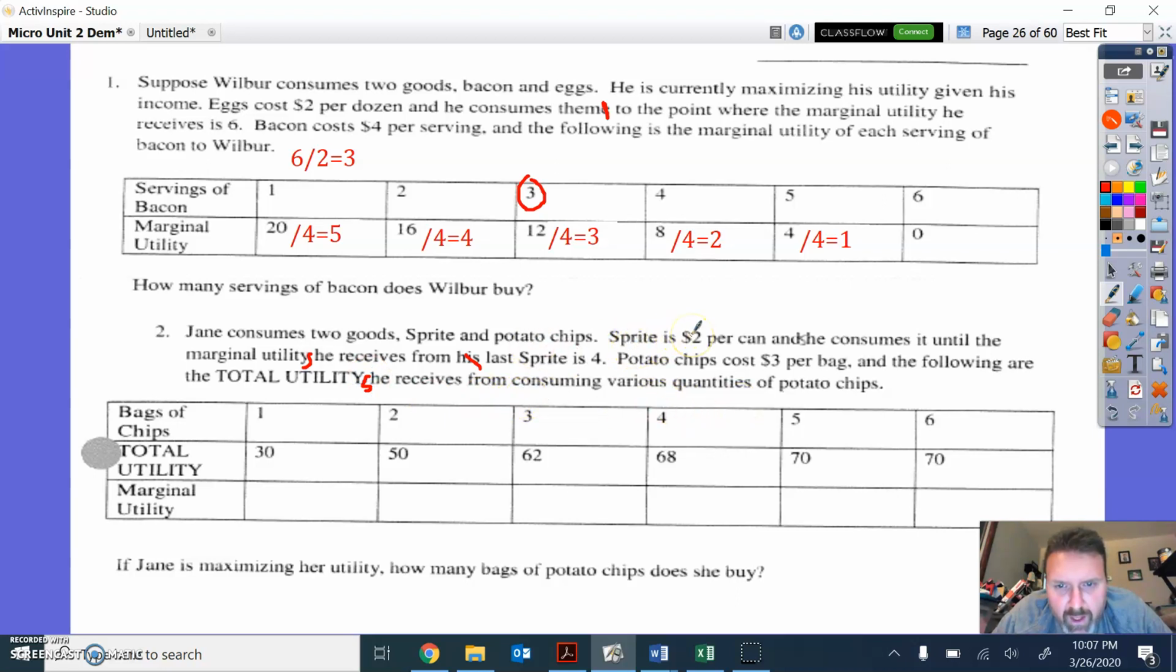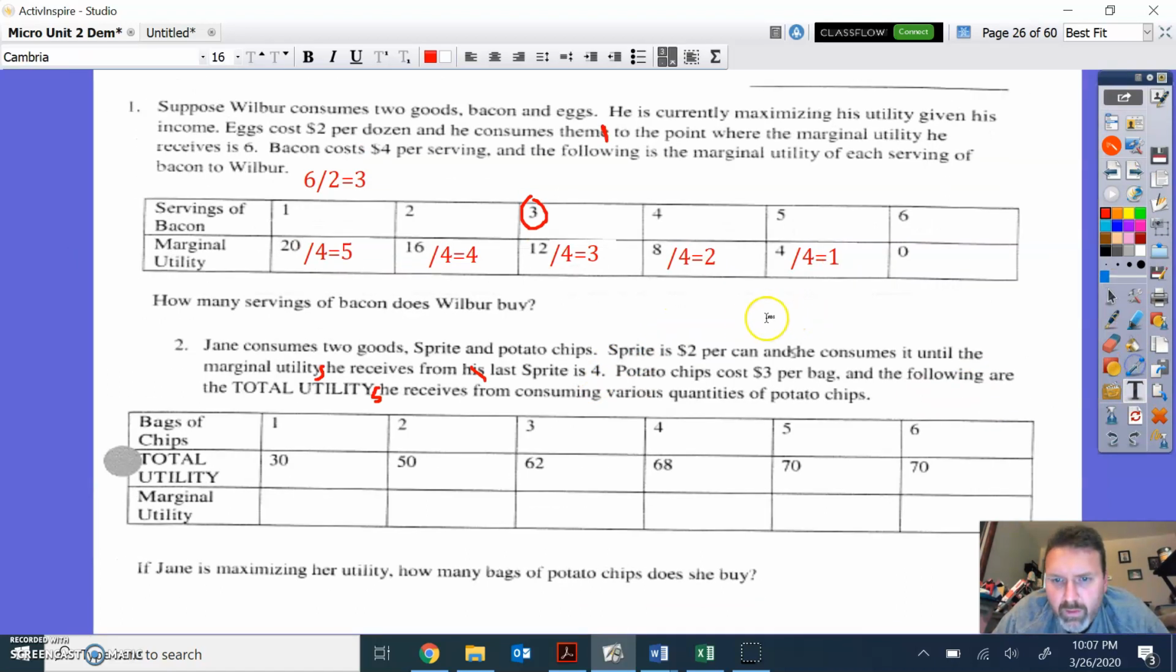So Sprite's $2 a can. That's the price. Marginal utility is 4. 4 over 2 is 2. So we know that the MU over P for Sprite is 2. Okay, so if we come down here and do marginal utility, we know that's 30. Okay, but we now know that potato chips cost $3 a bag, so we know it's 10.